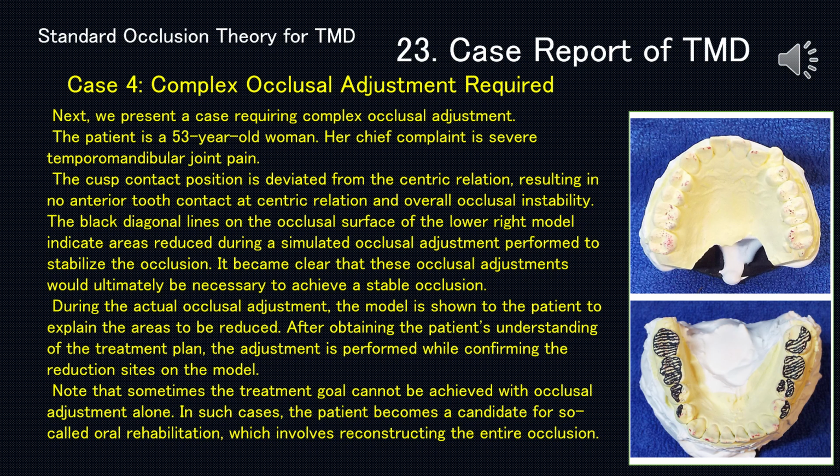The black diagonal lines on the occlusal surface of the lower right model indicate areas reduced during a simulated occlusal adjustment performed to stabilize the occlusion. It became clear that these occlusal adjustments would ultimately be necessary to achieve a stable occlusion.